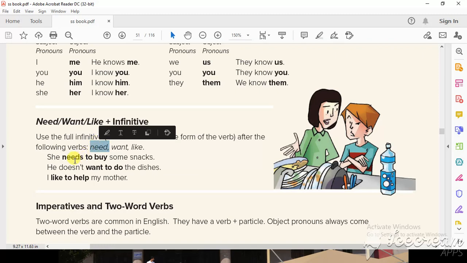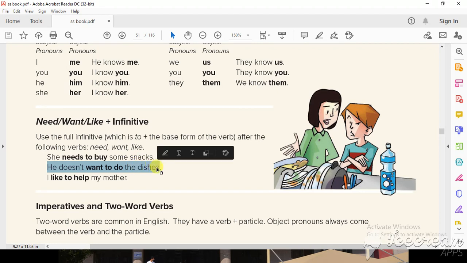Yeah. The first example is, she needs to buy some snacks. Needs to, followed by full infinitive, to plus the base verb. The second example is, he doesn't want to do the dishes. Again, he doesn't want to do the dishes. Want to do, full infinitive.